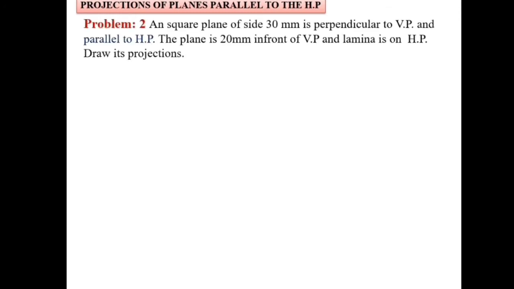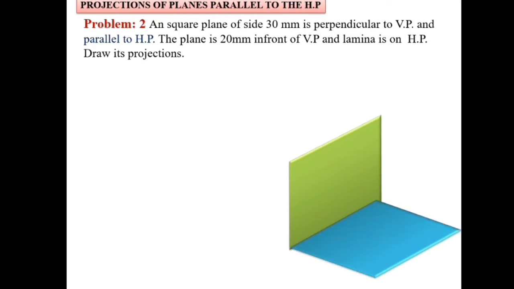Next, projection of planes parallel to the VP, problem number 2. A square plane of side 30 mm is perpendicular to VP and parallel to HP. The plane is 20 mm in front of VP and the lamina is on HP. So now you see this square plane. The side is 30 mm, it is perpendicular to VP and parallel to HP. The lamina is on HP, lying on the HP plane.